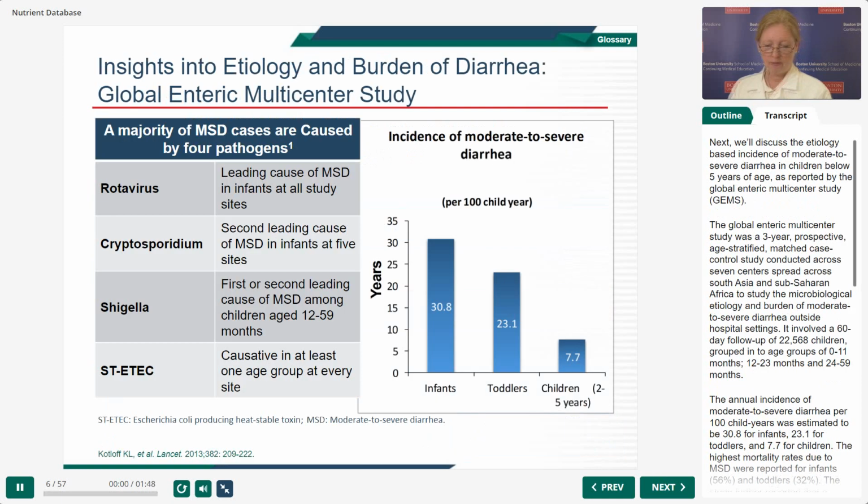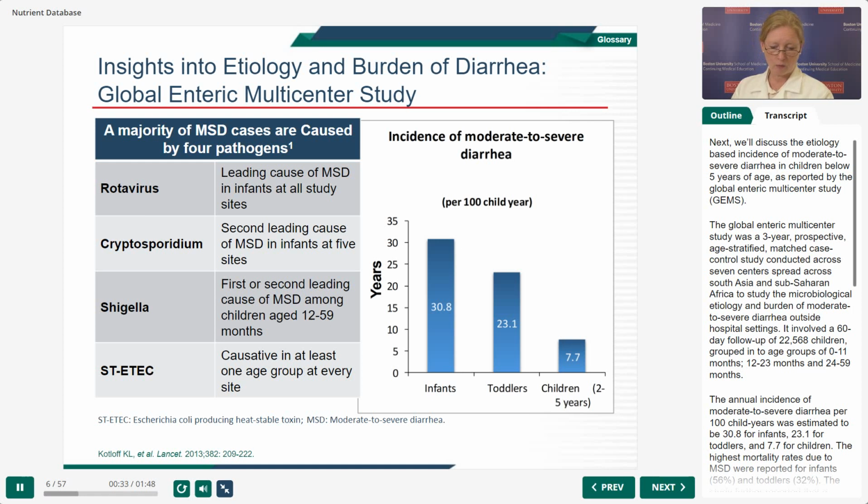This module, however, will not cover the management of children with bloody diarrhea and diarrhea associated with severe malnutrition, also called SAM. The next slide mentions some of the etiology and the burden of diarrhea through a very interesting study called GEMS. This was a 3-year prospective study with stratification by age, and it was a matched case-control study. It was performed in South Asia and in sub-Saharan countries.